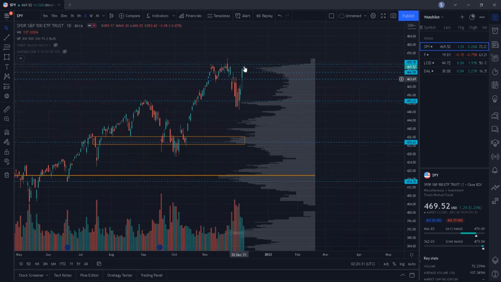Just like I said, we see that here on the daily, price looks to be a bit exhausted. Buyers are looking pretty strong still, but buyer volume is slowing down a bit.